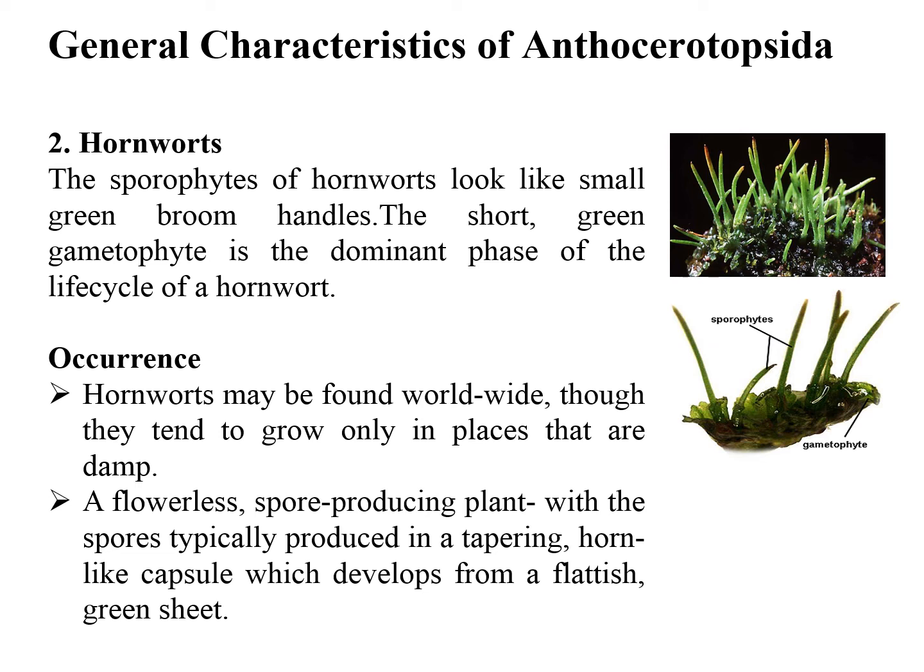The short green gametophyte is the dominant phase of the life cycle of hornworts. Hornworts may be found worldwide, though they tend to grow only in places that are damp and humid. They may be found growing on the bark of trees. They are flowerless, spore-producing plants, with spores typically produced in horn-like or needle-like capsules which develop from a flattish green sheath.